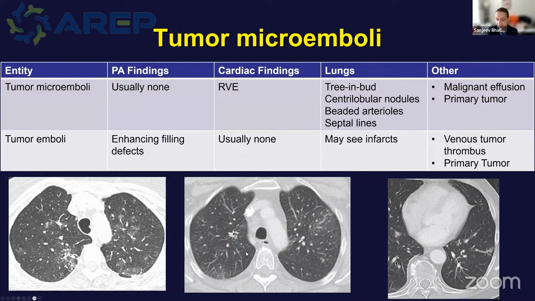So these are three different examples of patients having small, tiny kind of tree and bud opacities, centrilobular nodules, and all of these patients had tumor microemboli. Very challenging, difficult diagnosis to make, but these patients are usually markedly short of breath. As you can see here, they have these tiny little nodules, which we might confuse with tree and bud opacities, but again, they were all very short of breath in the setting of tumor, and these are examples of tumor emboli. You can see the right heart is mildly enlarged here.